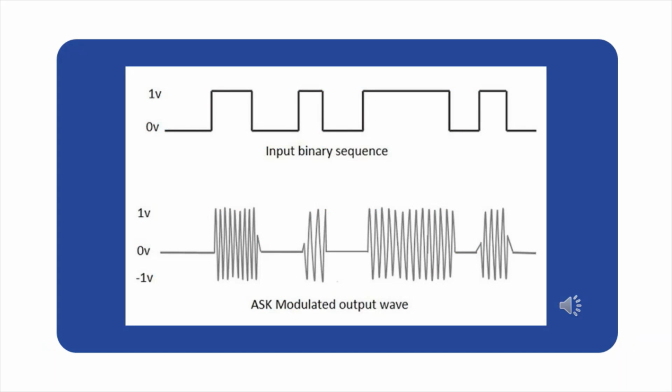This is an example of ASK, and we can see the input binary sequence. Digital form is the input for the ASK, and after it goes through the ASK, amplitude shift keying, it will come out with the modulated output wave as the signal below. This is all from the amplitude modulation and demodulation part.